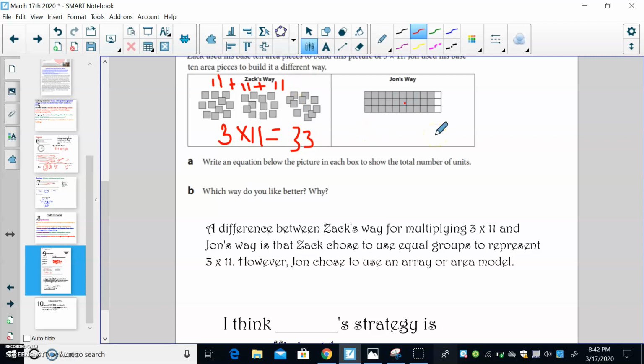But John's way is interesting because it's slightly different. So let's look. This is called an area model or an array, which we've been using all year long. If we look at the dimensions here, we have 3 rows, or we see that our height is 3. And if we look this way, our width, our number of columns, interesting, it's not 11. What's shaded is 10. So if I were to write an equation for that, I would put in parentheses 3 times 10.